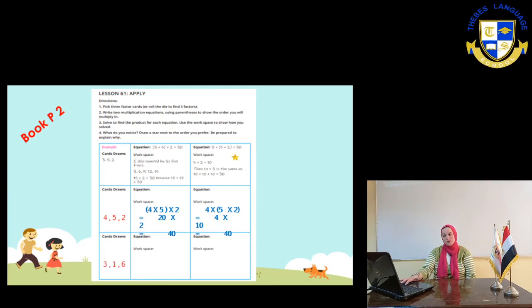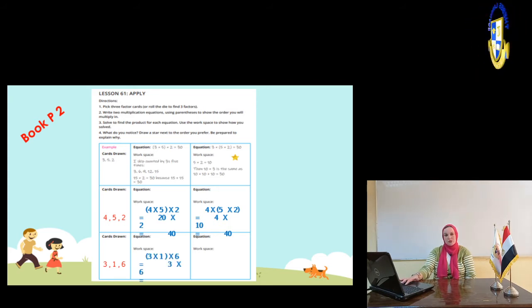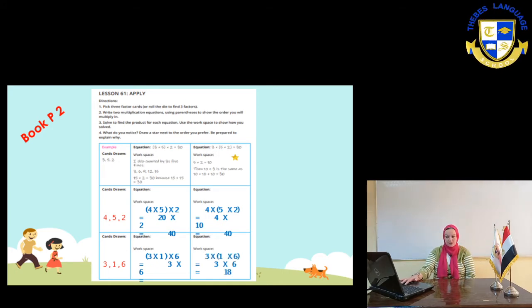The next example, we have 3, 1, and 6. Make them all together. Take 3 times 1 first between brackets. The answer will be 3. After that, make 3 times 6. It will be 18. Or we can make 1 times 6 together. The result will be 6 times 3. So the result will be 18.